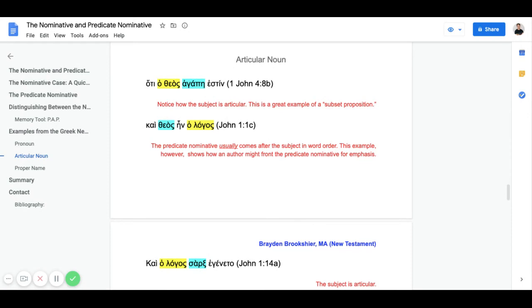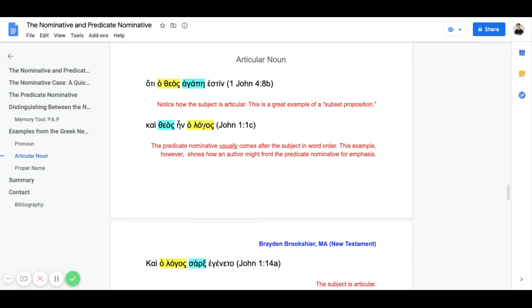And the Word was God. And now we have theos fronted here in front of the subject. And so in these other examples, we're seeing the subject come first. So word order has been more natural to the English speaker, where we read left to right. But in this case, if we read it left to right, it wouldn't be doing justice to the Greek.